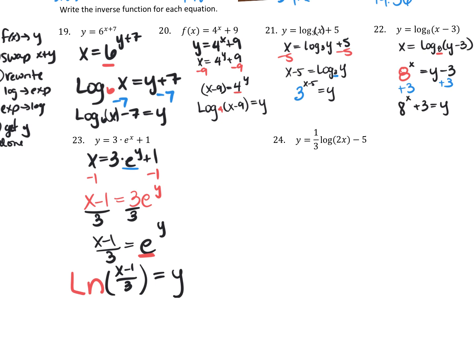Number 24. X is equal to 1/3 log of 2y minus 5. So again, I can't rewrite it as an exponent until the log part is by itself, so we're going to add 5.